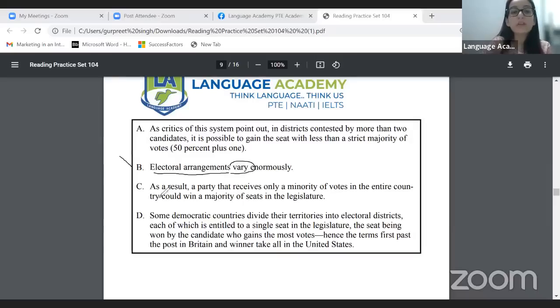That's it. And then you explain why you are saying that it is different. Some democratic countries divide in this way, the others divide in the other way. That is why we are saying that it is different.